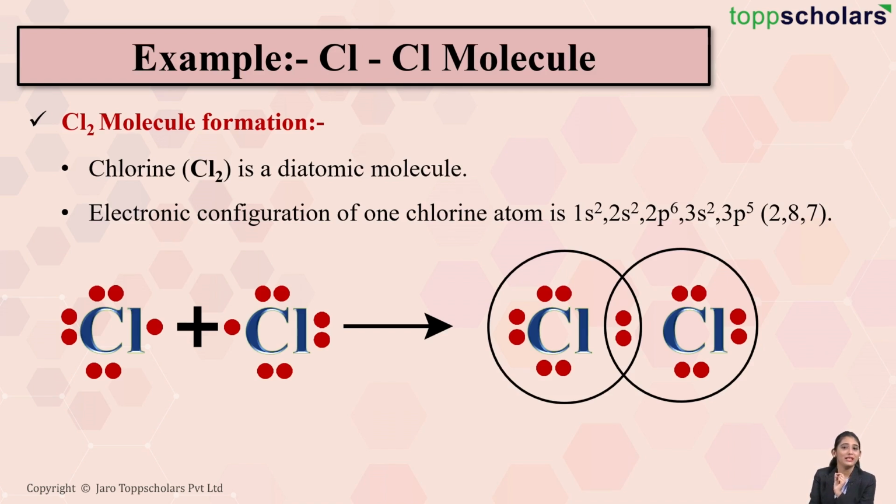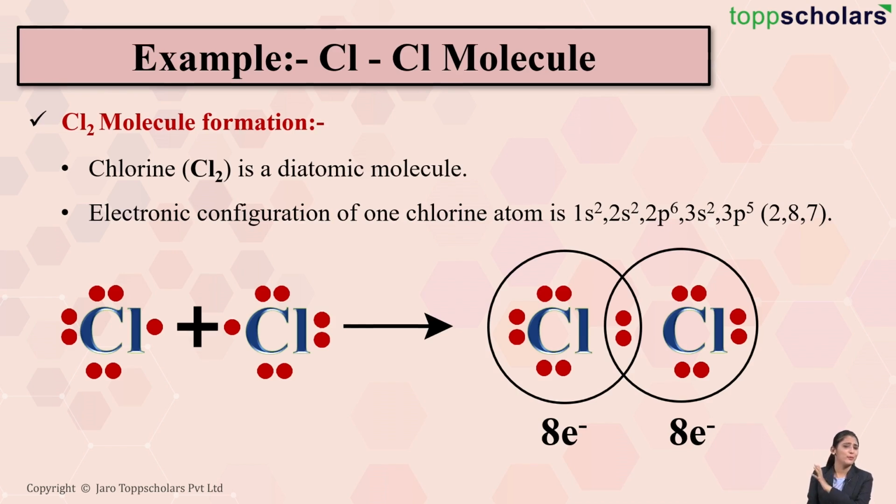And so each of the chlorine atoms completes its octet and becomes stable. Here you can see the two chlorine atoms have one shared pair of electrons, right? This one shared pair of electrons results in the formation of a covalent bond. So two chlorine atoms are bonded to each other by a single covalent bond.